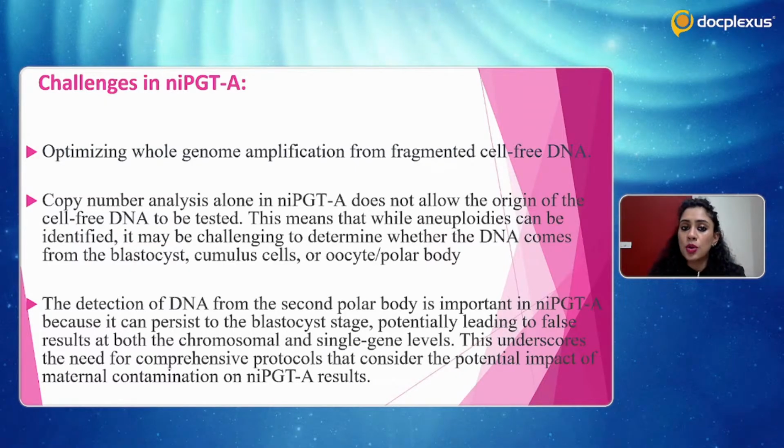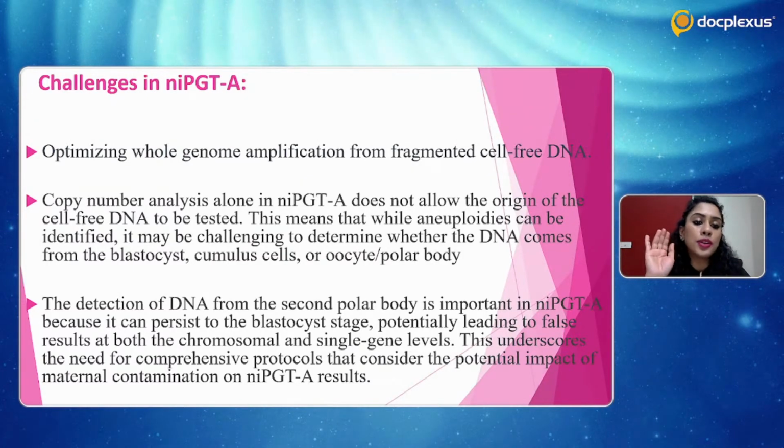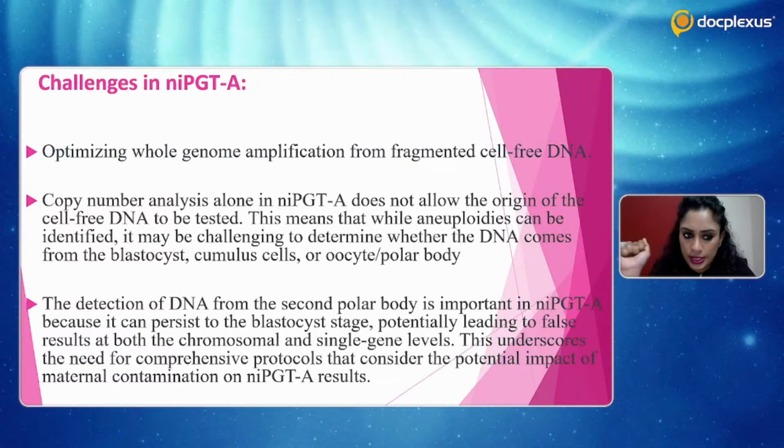You have to optimize the whole genome amplification from fragmented cell-free DNA. The copy number analysis alone in the non-invasive PGTA does not allow us to know where the cell-free DNA is coming from. It does not tell us about the origin of the cell-free DNA. This means that while the aneuploidies can be identified, it may still be challenging to determine whether the DNA comes from the blastocyst, the cumulus cells, the oocyte or the polar body. So we do not know the origin of the cell-free DNA.